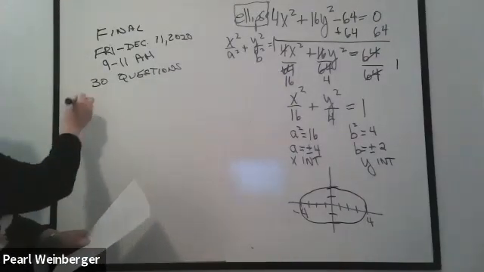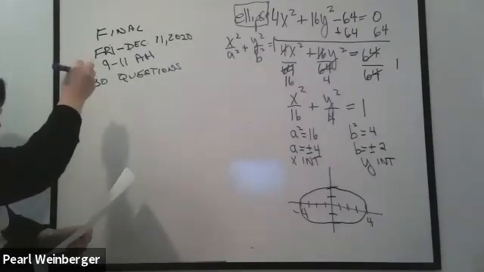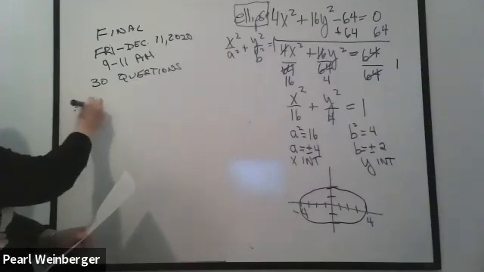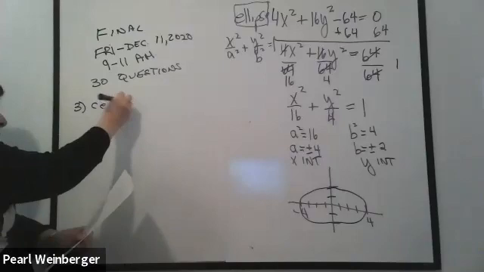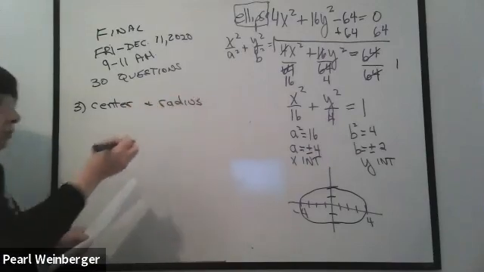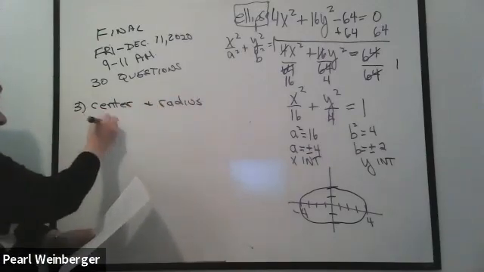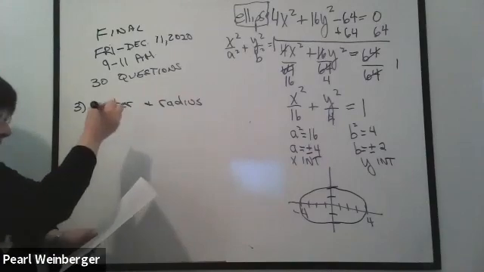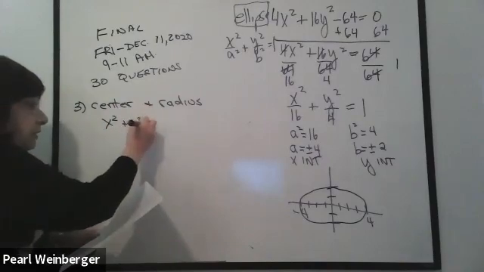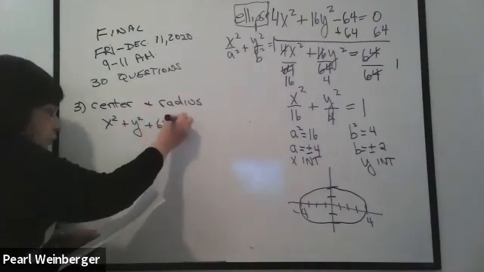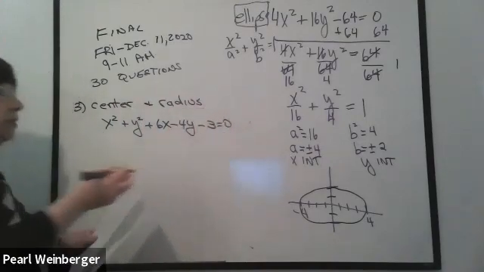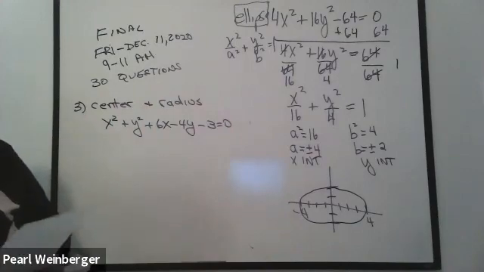Okay, this is a question about a circle, and it says, find the center and radius of the circle. Remember, the circle is also a conic section. Here's the equation they give us: x squared plus y squared plus 6x minus 4y minus 3 equals 0. And I want you to find the center and the radius of this circle.